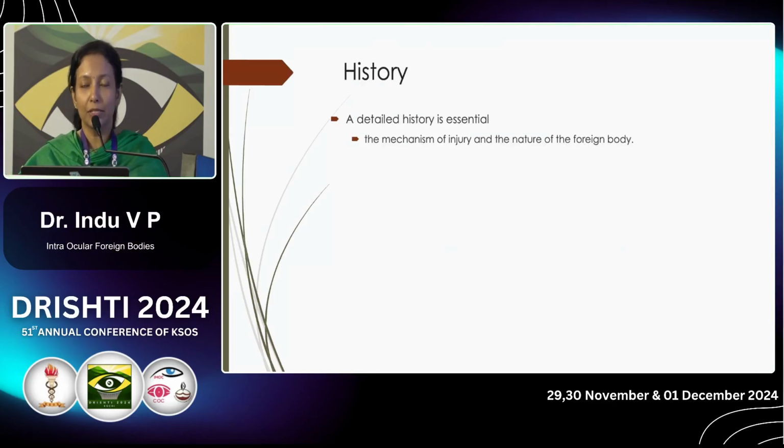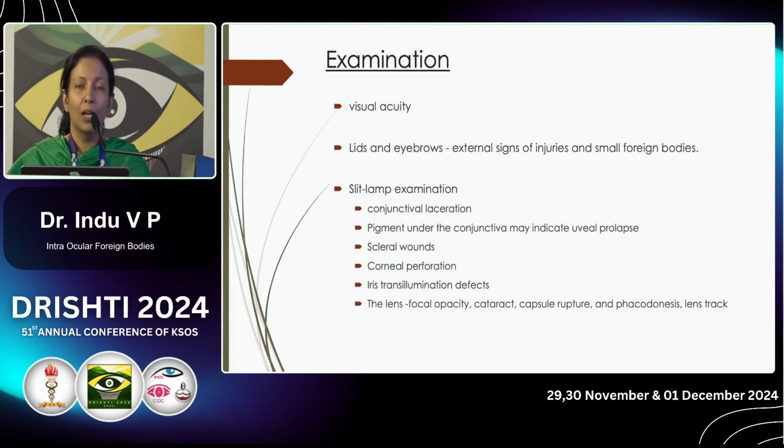So when a patient presents to you with a history of something hitting the eye, a detailed history is essential. You have to ask him specifically what he was doing at that time. The mechanism of injury and the nature of the foreign body has to be determined. A visual acuity recording is very important. Examine the adnexa and the lids for external injuries and external foreign bodies. And on slit lamp examination, a thorough examination has to be done, specifically looking at the conjunctiva.